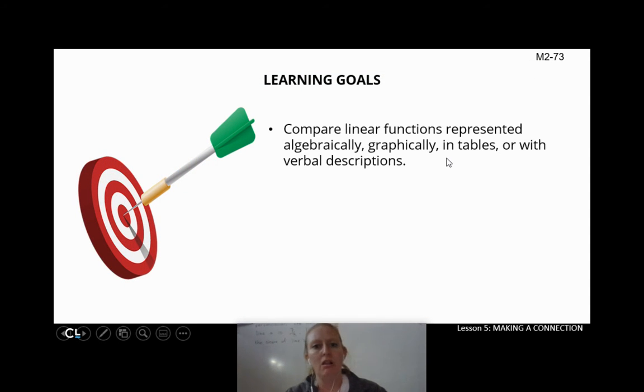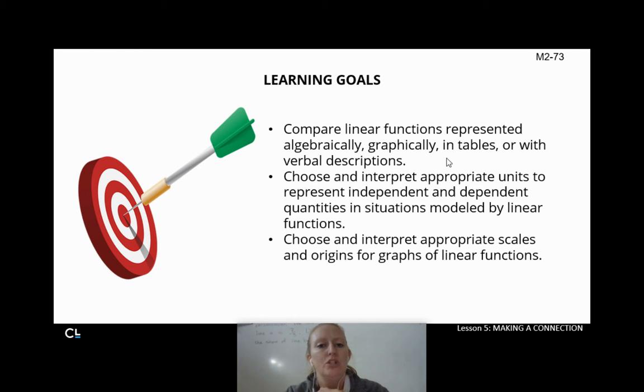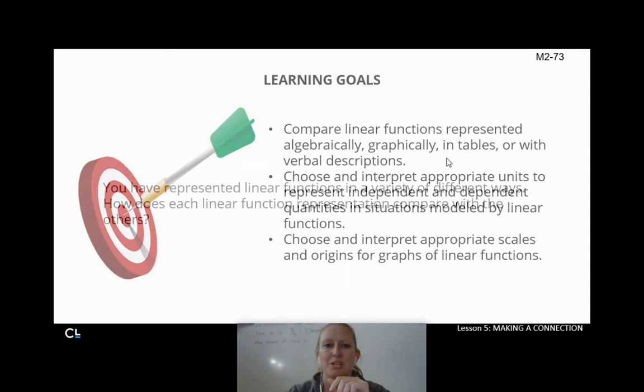So if you recall, we've been comparing our linear functions represented as equations algebraically or graphically or with tables or with verbal descriptions. We've been making sure that we choose and interpret appropriate units to represent our independent and dependent quantities, right? Make sure you got your units on there. And we've also been choosing and interpreting appropriate scales and origins for our graphs of linear functions, right? What's our y-intercept? All that good stuff. We've been playing with that. So we're going to keep playing with it.